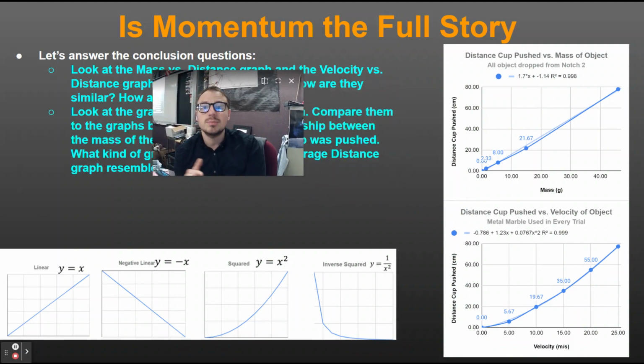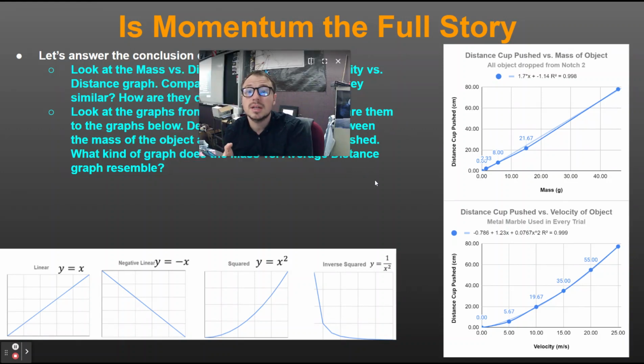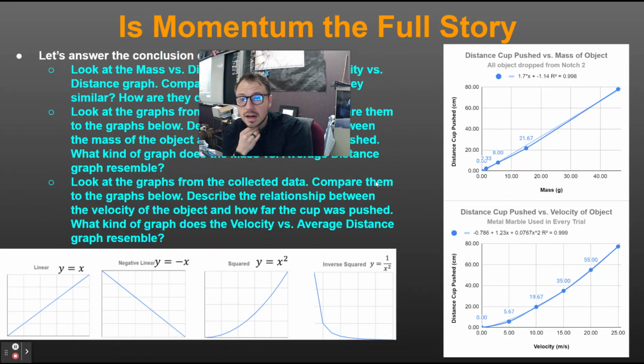So I asked you to compare these graphs to the graphs down at the bottom, and you can see here that the mass is a linear graph, right? It goes up in a linear fashion. However, when I change the velocity, the distance that the cup travels goes up in an exponential fashion. It goes up as x squared.